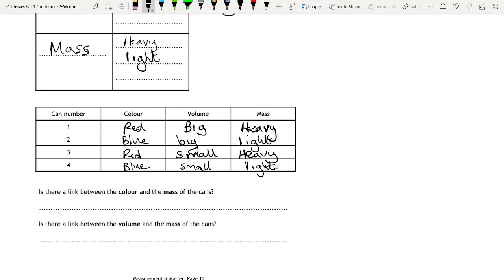So we've got a table there that allows us to easily have a look at the pattern. So there's some questions at the bottom. It says, is there a link between colour and the mass of the cans? So I want you to have a think about that. And have a think about, is there a link between the volume and mass of the cans? That means, is the volume big? Is it necessarily that the mass is big or things like that? So have a think about those two questions. I'll give you a couple of minutes.